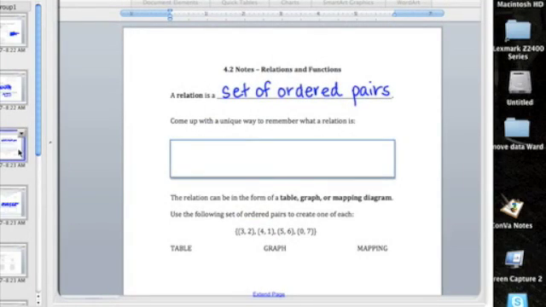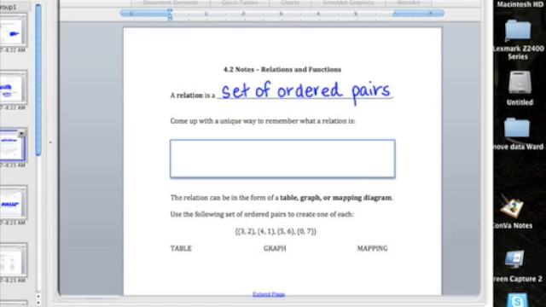Going into our notes, a couple things I have filled in already, some of our definitions. This chapter is, I won't say heavy on definitions, but it does have a lot of terms, 6 specific new terms that the kids need to learn. And the first one is a relation. A relation is a set of ordered pairs.